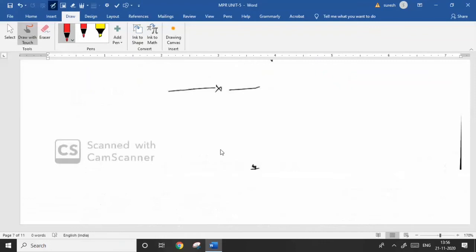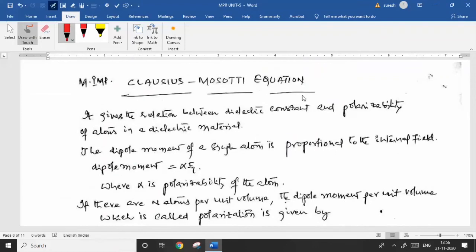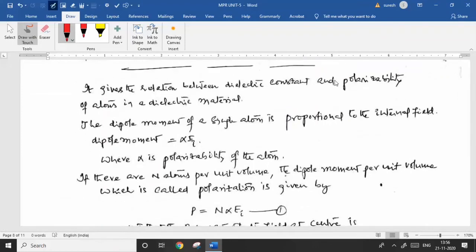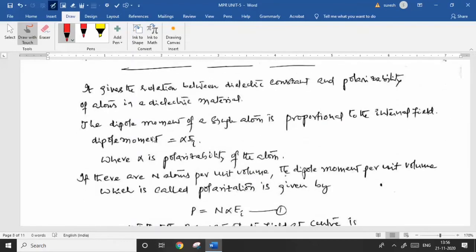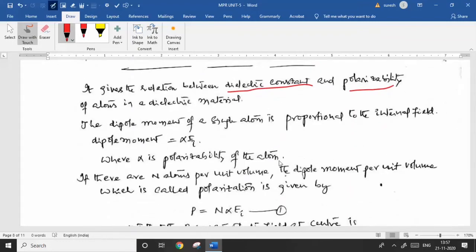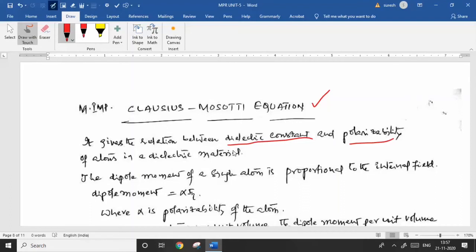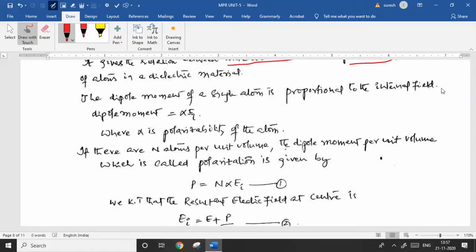Now after finishing this, my dear students, we are going to enter into the most important topic, which is called the Clausius-Mossotti equation. It is one of the most important equations, expected in the examination every time. It gives basically the relation between dielectric constant and polarizability. So there is a strong relationship between dielectric constant and polarizability of atoms in a dielectric material. Clausius and Mossotti are the two scientists who established the relationship between dielectric constant and polarizability.